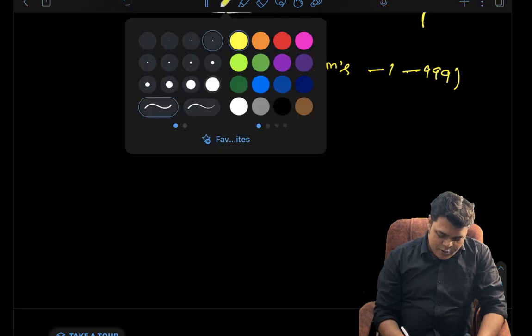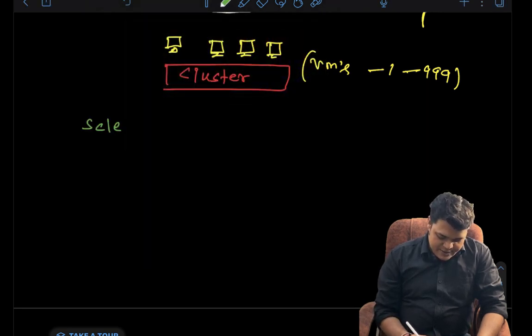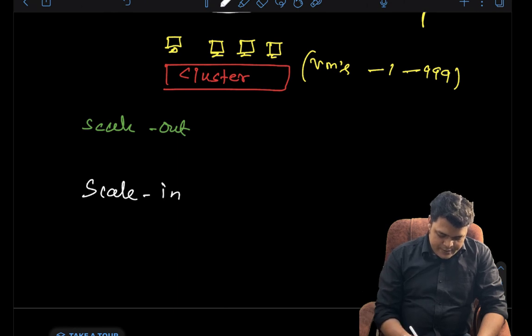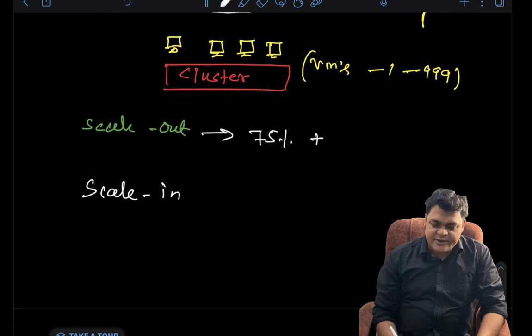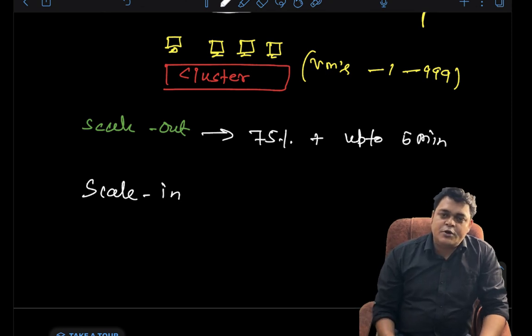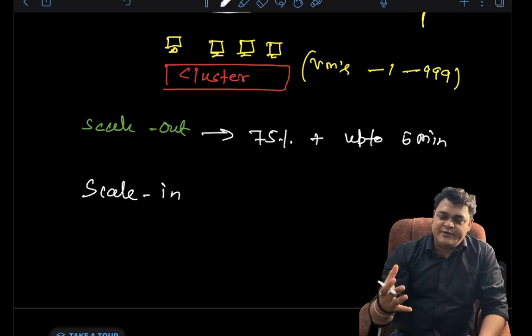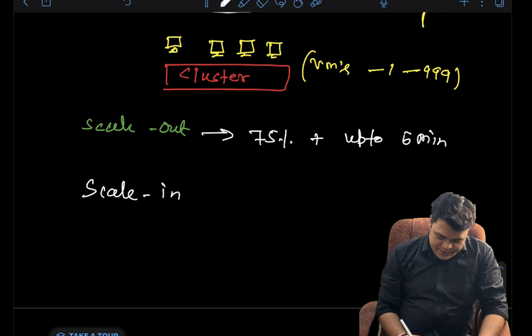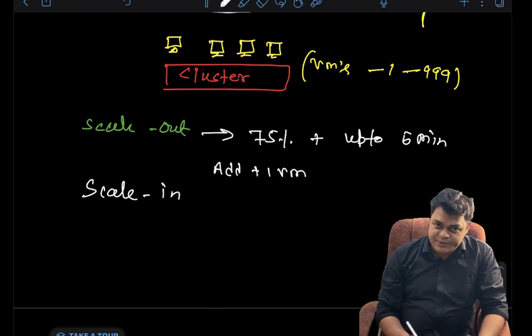It also gives us multiple options, like we discussed: scale out, and another point, scale in. The meaning of scale out: if your CPU consumption is more than 75% for up to 5 minutes, right? So what happens? It will add one virtual machine in our cluster. We have already decided on 3 virtual machines, and it will add one more virtual machine in the cluster.